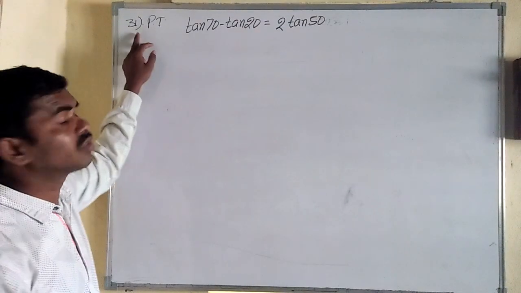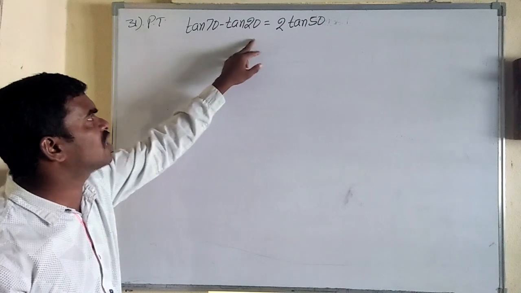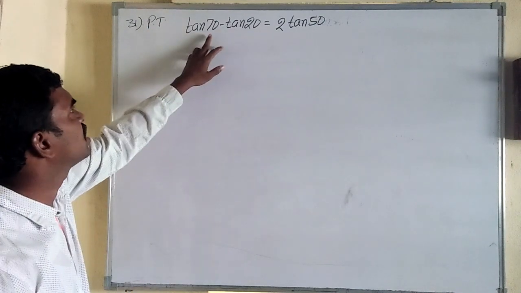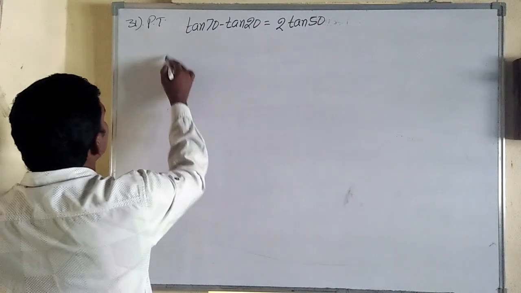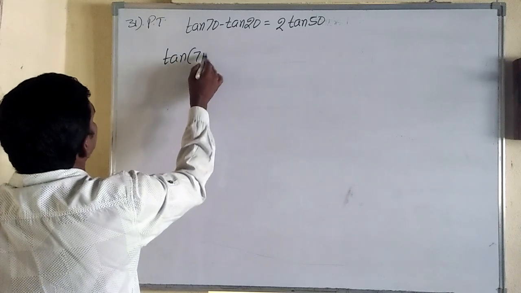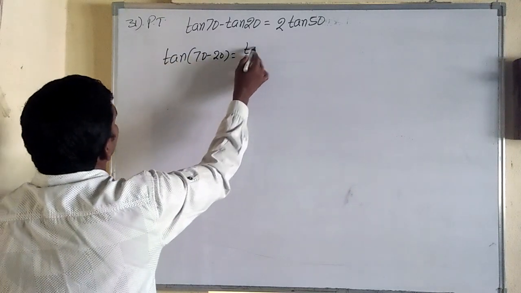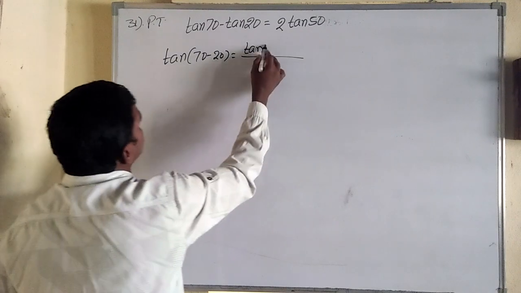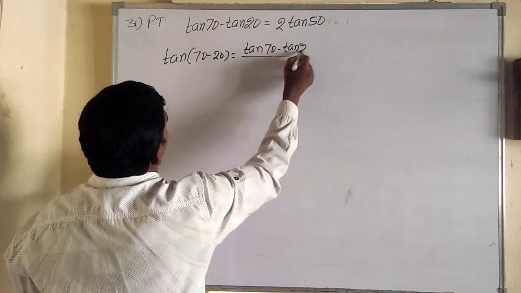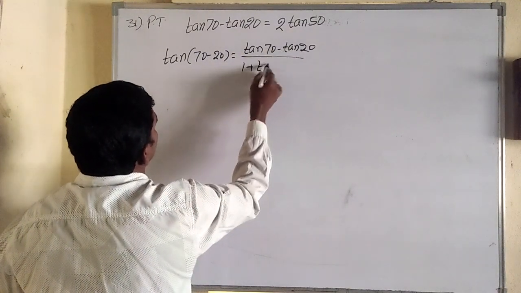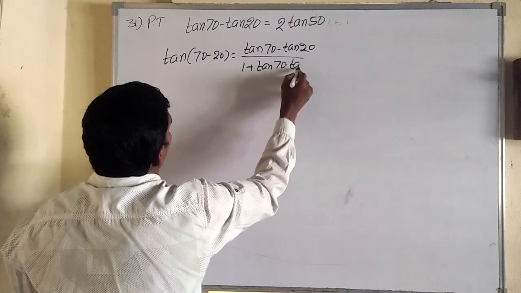Next, question 31. Prove that tan 70 minus tan 20 equals 2 tan 50. Here also 70 and 20 are there, so let's take 70 minus 20. We can use the tan of a minus b formula: tan a minus tan b by 1 plus tan a into tan b.